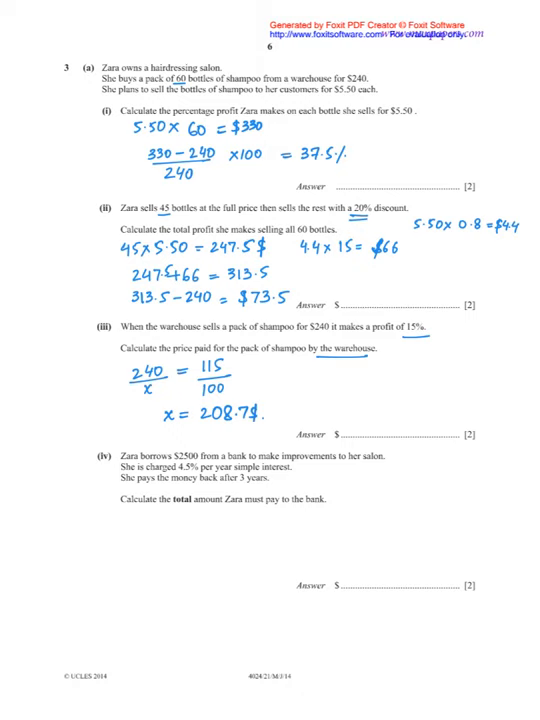After that, Zara borrows $2500 from the bank to make improvements to her salon. She is charged 4.5% per year simple interest. She pays the money back after 3 years. Calculate the total amount Zara must pay to the bank. So first we need to find out the interest. The working formula is PRT divided by 100. The value of principal is 2500, the rate is 4.5 and the time is 3 years. So 2500 times 4.5 times 3 divided by 100 is equal to $337.5. That is the interest, right?